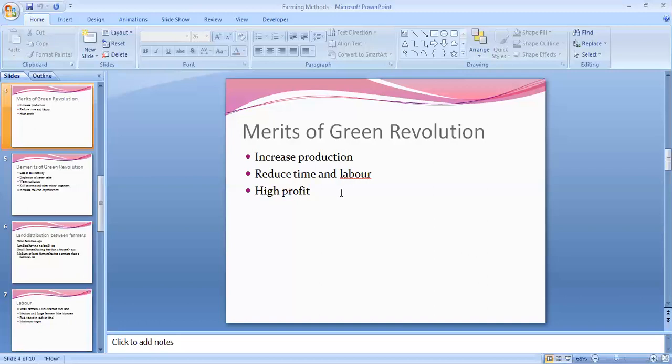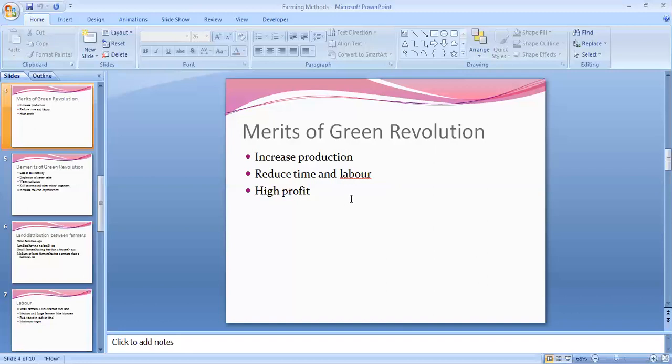The second merit of the Green Revolution is reduced time and labor. It means that the use of machines such as tractors and threshers has made plowing and harvesting faster and easier. By using modern machinery, agricultural activities become faster and easier, which results in the reduction of time and labor of the farmers.